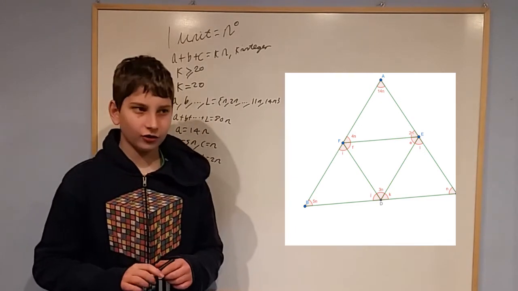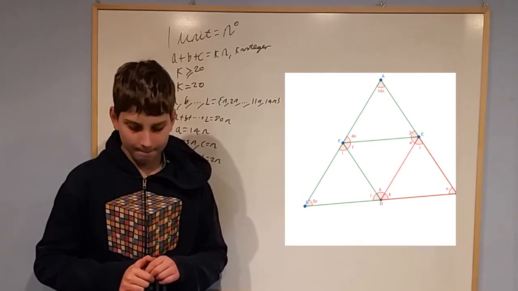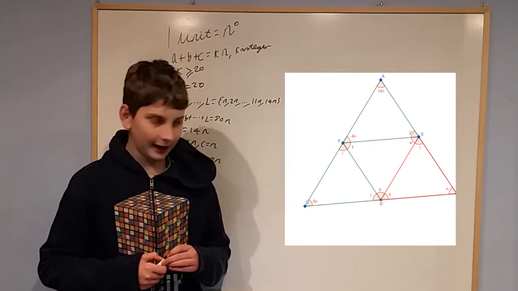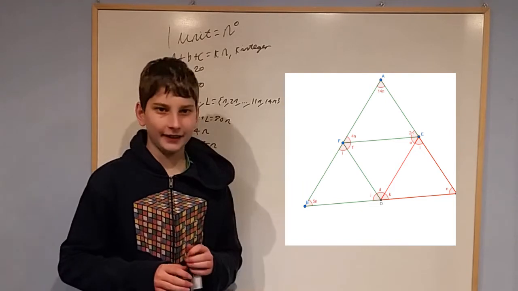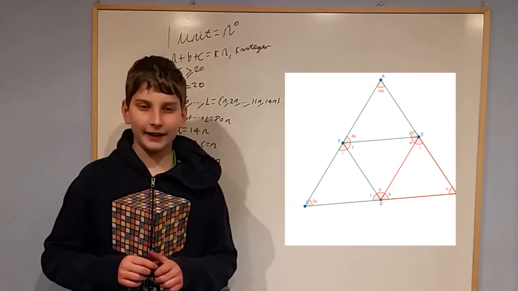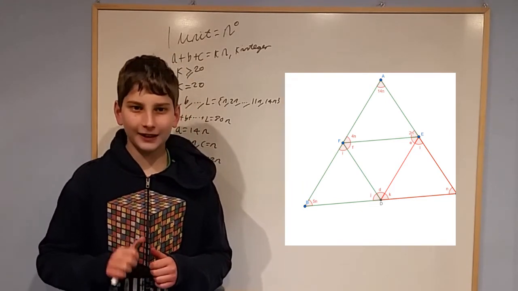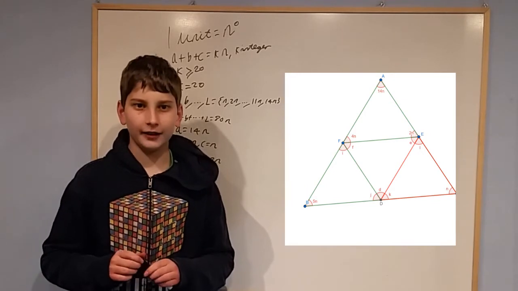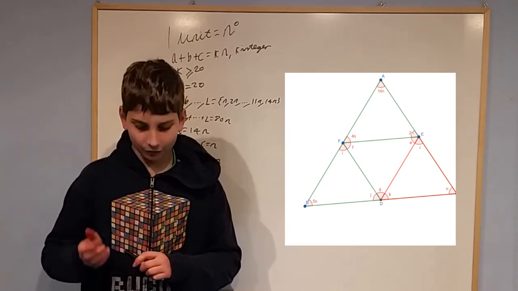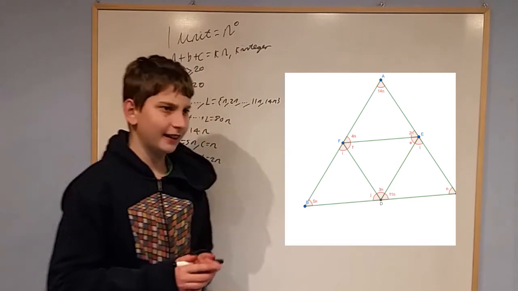Now, let's turn our attention to triangle DEC. We know that K plus L is equal to 19n, meaning that K and L are either some permutation of 11n and 8n, or 10n and 9n. So let's set K equal to 11n and L equal to 8n, and see what happens.